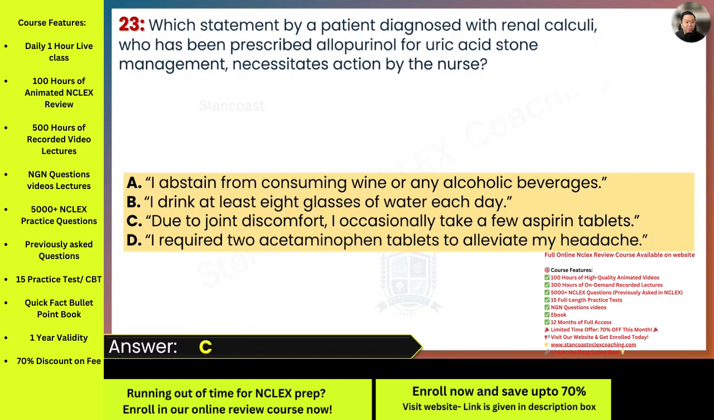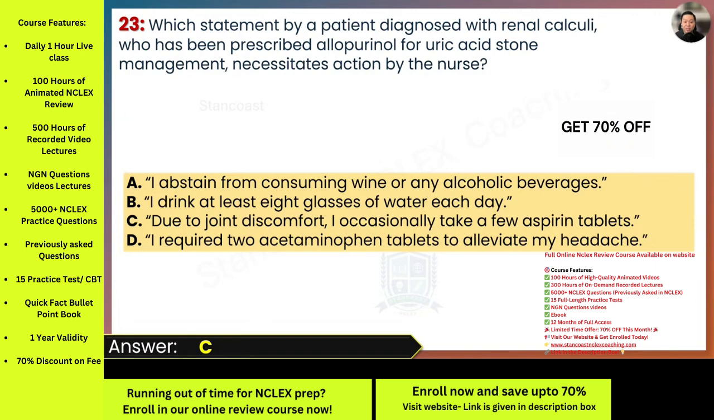All right. Now, what about letter A? I abstain from consuming wine or any alcoholic beverages. Avoiding high purine foods like wine and alcohol is actually beneficial for patients with uric acid stones because it helps maintain an alkaline urine. And letter B, I drink at least 8 glasses of water each day, is very important.